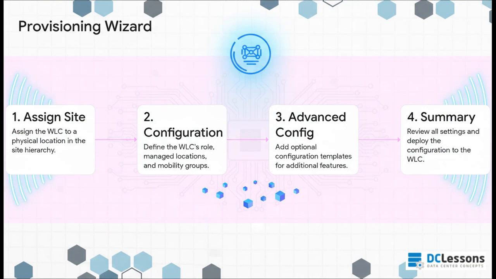So, once your WLC is discovered and shows up in your inventory, it's time to provision. DNA Center makes this super easy with this clean 4-step wizard. You just assign the controller to a physical site, define its configuration and role, tweak any advanced settings if you need to, and then you get a final summary to review everything.